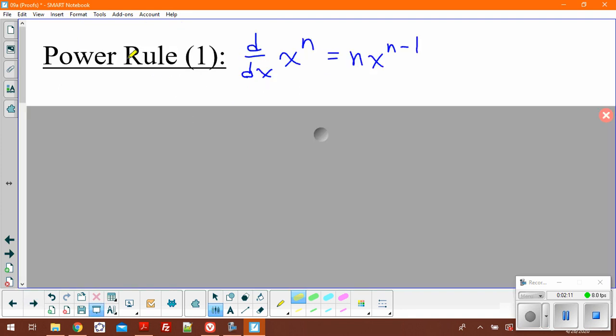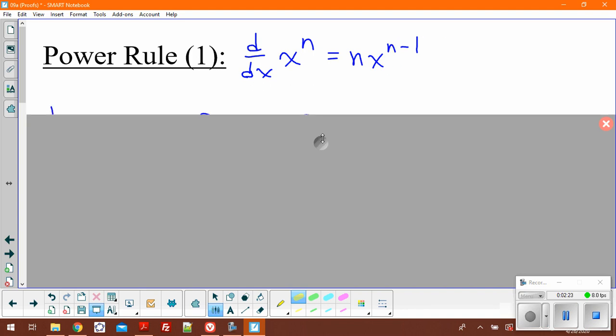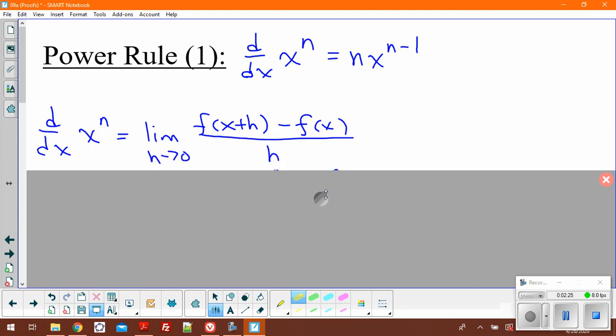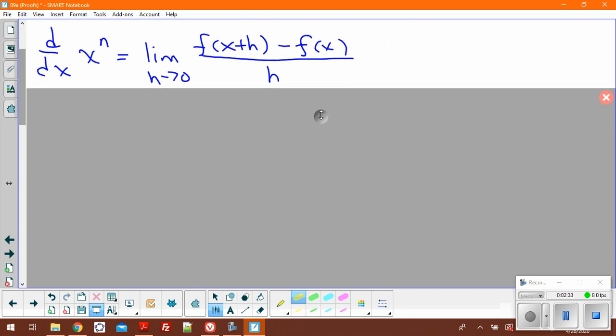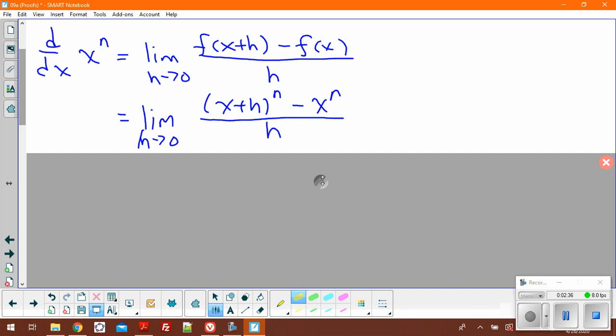Our second rule is the power rule. This is an important one. The derivative of x to the power n equals n times x to the power of n minus 1. So we start with my expression: the limit as h approaches 0 of f of x plus h minus f of x over h. So I fill it in, and I have (x plus h) to the n minus x to the n.